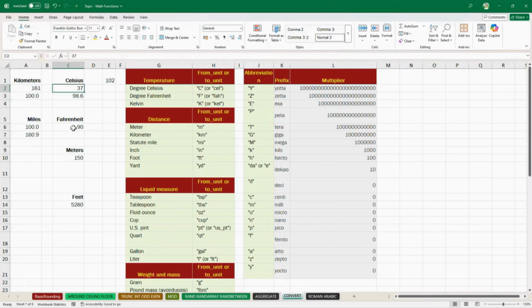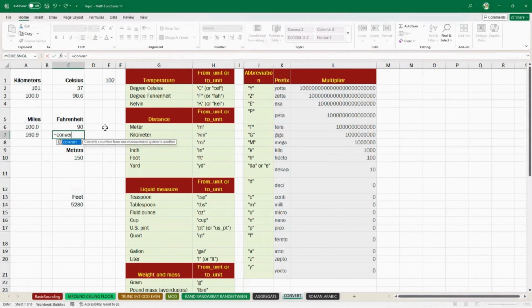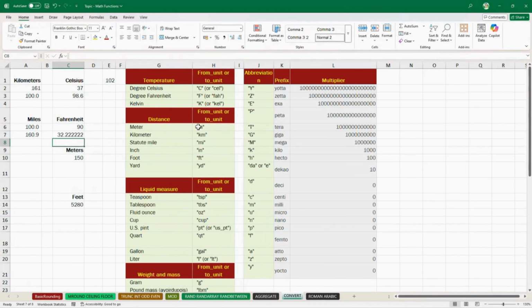98.6. And maybe Fahrenheit to Celsius: equal convert this number from Fahrenheit to Celsius. And close the bracket, we get an answer here. And everybody knows minus 40 degrees Fahrenheit is equal to minus 40 degrees Celsius. And we can see that.